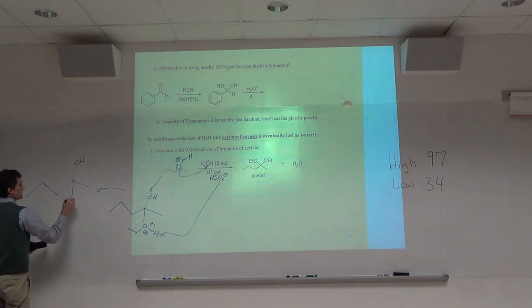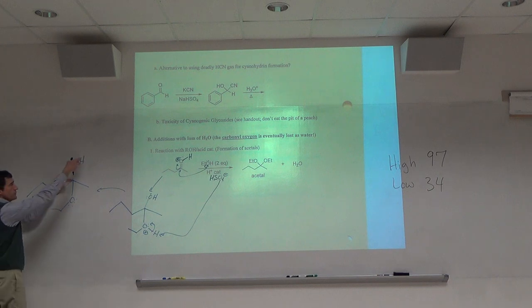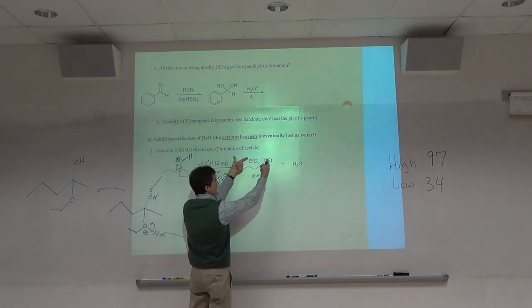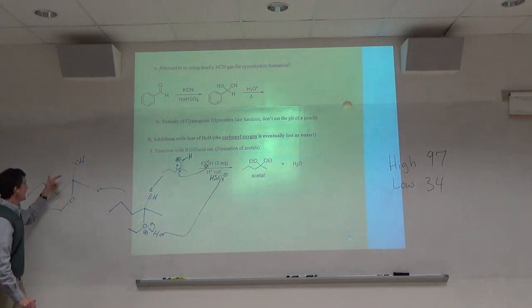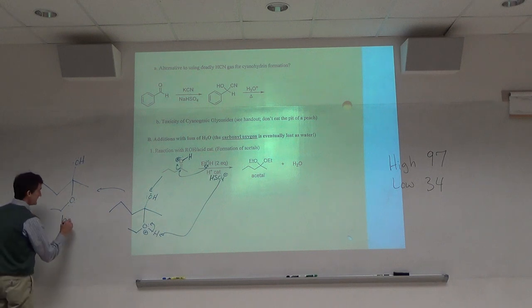we would get sort of a structure here. We've got a carbon, an OH, and an OR. If the carbon had two OHs, it's a hydrate. If the carbon has two ORs, it's an acetal. If the carbon has an OH and an OR, it's not an acetal, it's called a hemiacetal.